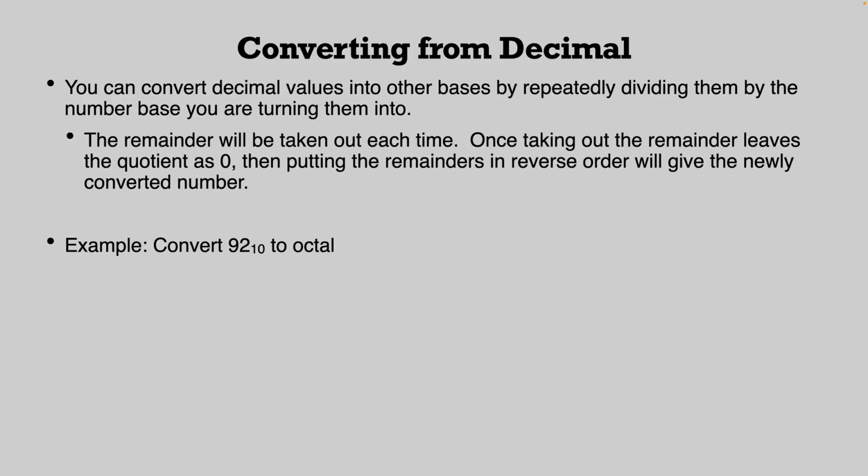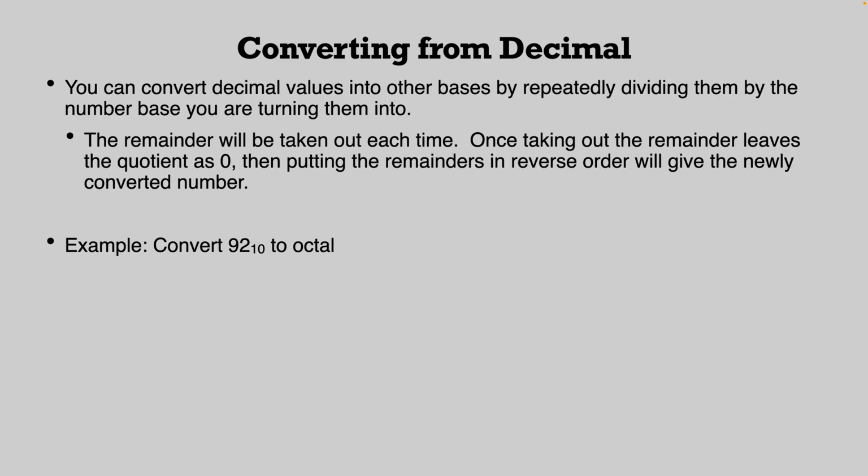So that brings us on to converting from decimal. You can convert decimal values into other bases by simply repeatedly dividing them by the number base you are wanting to turn them into. Each time you do that, the remainder will be taken out. Once taking out the remainder leaves your quotient as 0, then putting the remainders in reverse order will give you the newly converted number.